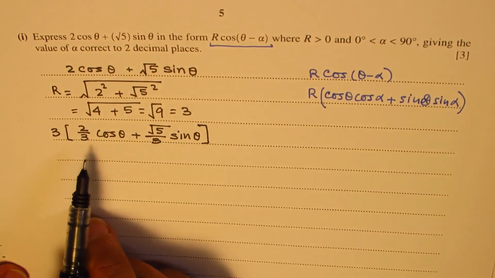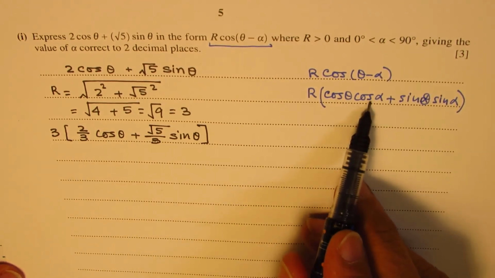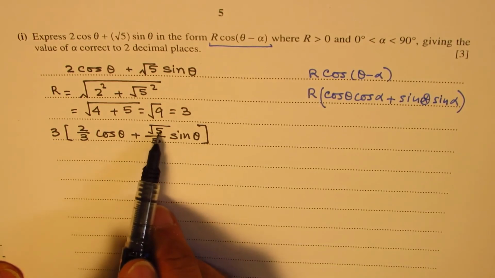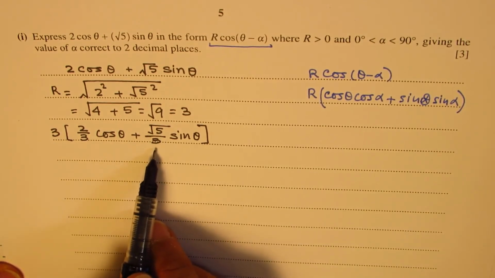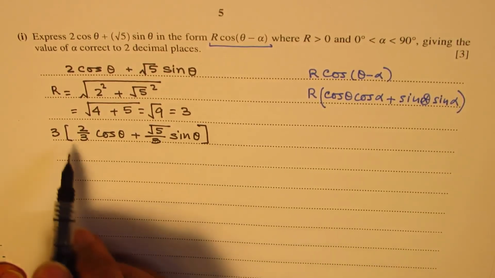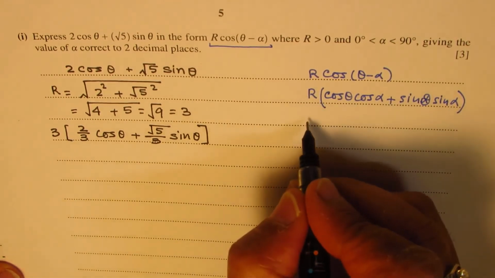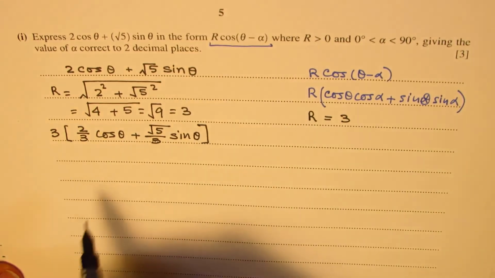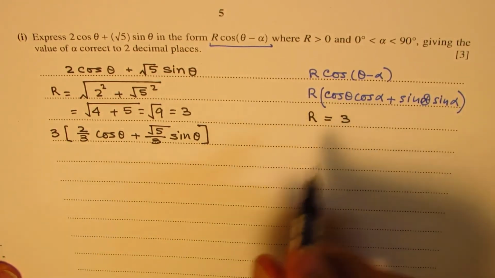So that really shows that cos alpha and sine alpha could have a value 2 over 3 and square root 5 over 3. Perfect. So from here you can correlate that r is equal to 3. That is the value of r. And now let's work on alpha.